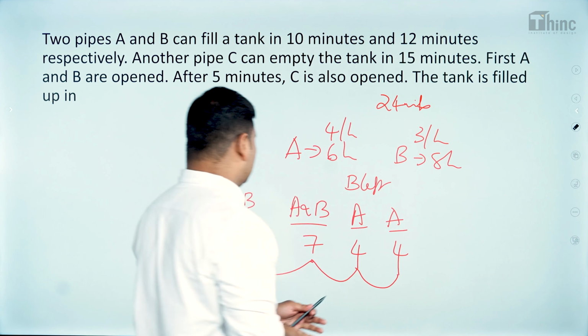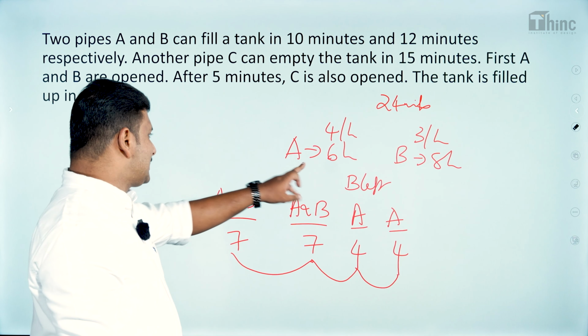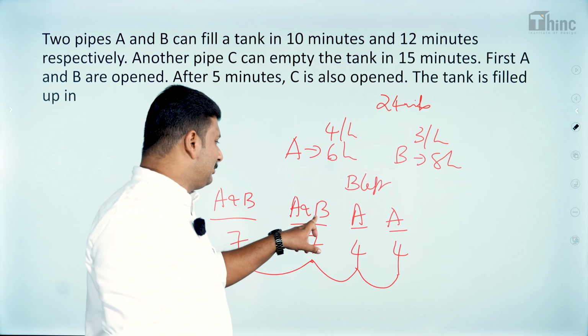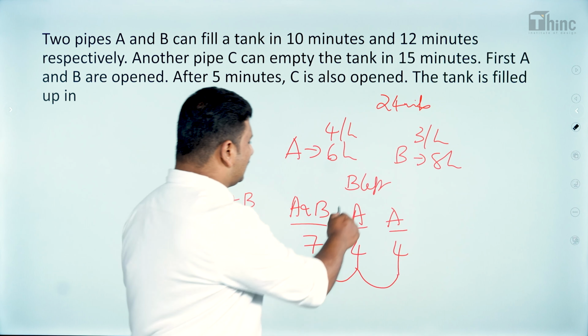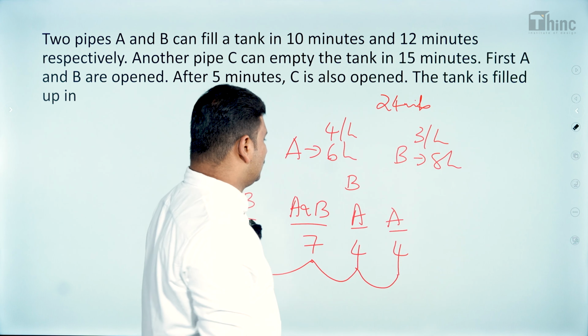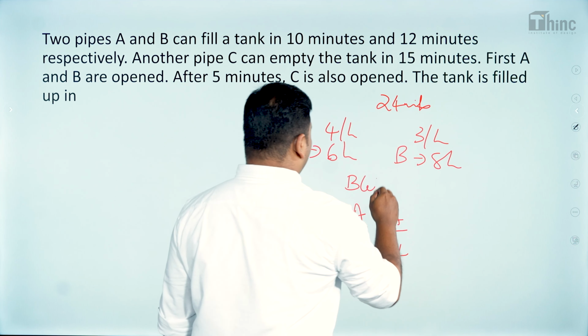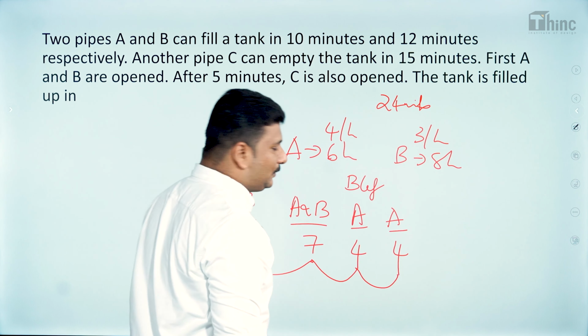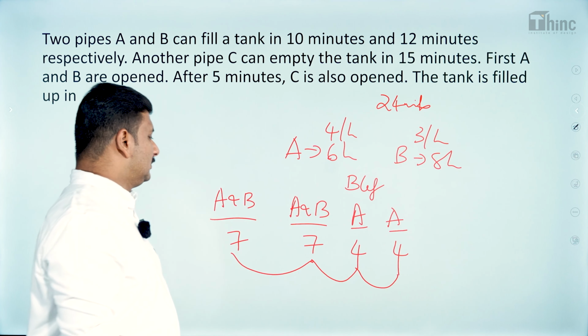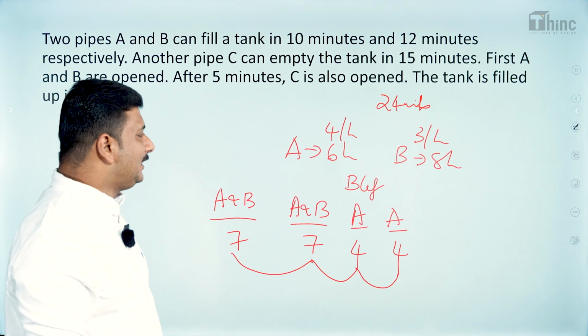So A and B together will do 7 units. Next hour also A and B are working together, so they will do 7 units. From the third hour onwards, only A is working. So B left the job. So A will do 4 more. Again A will do 4 more. Now how much is done? 14 plus 4, 18 plus 4, 22 units is done.